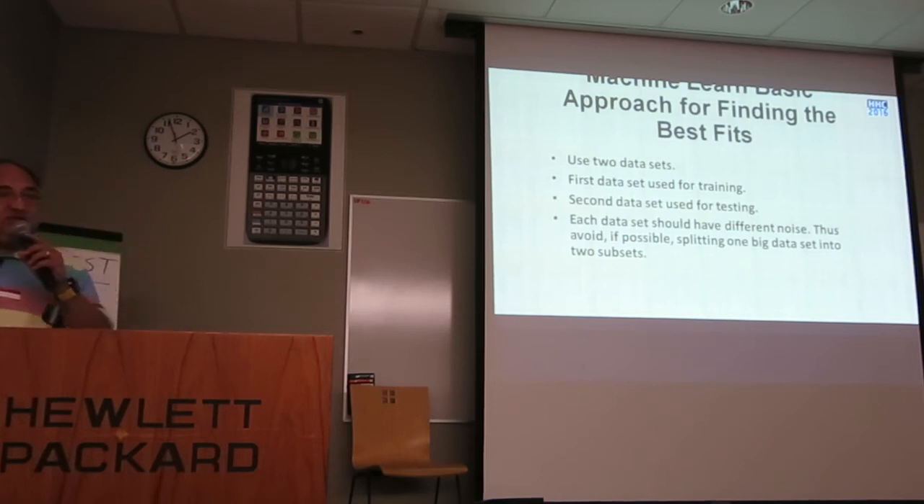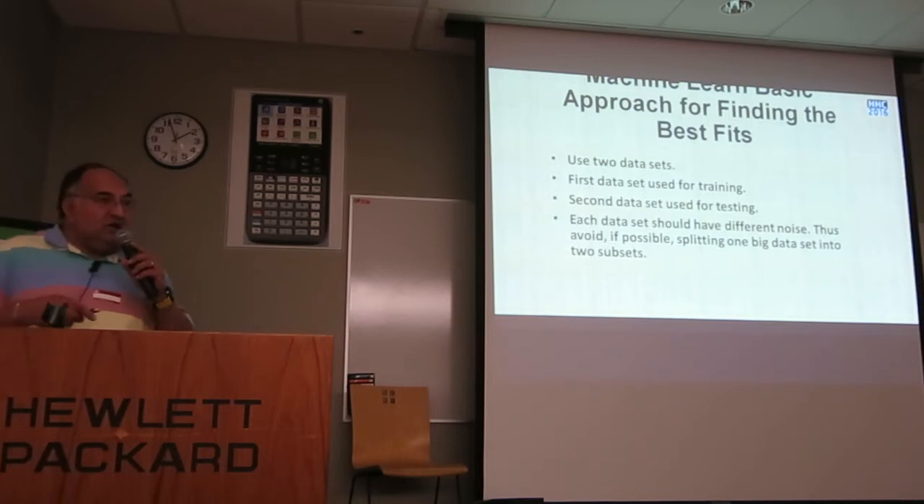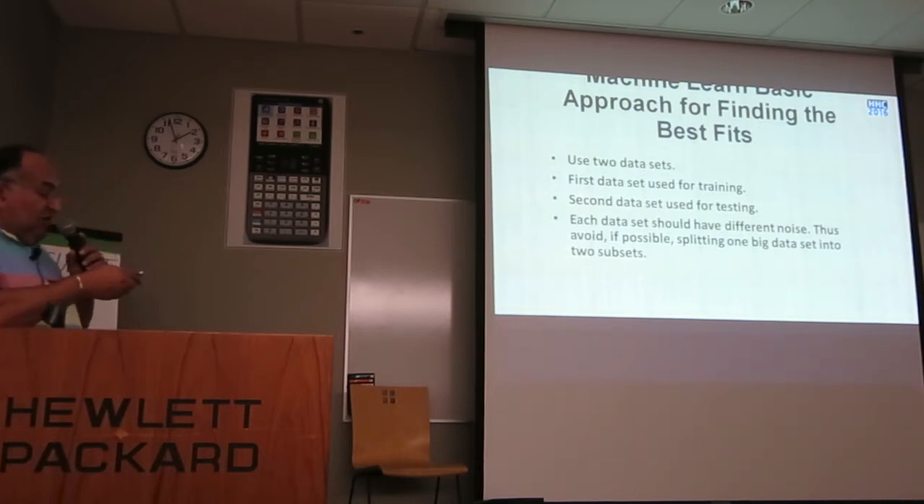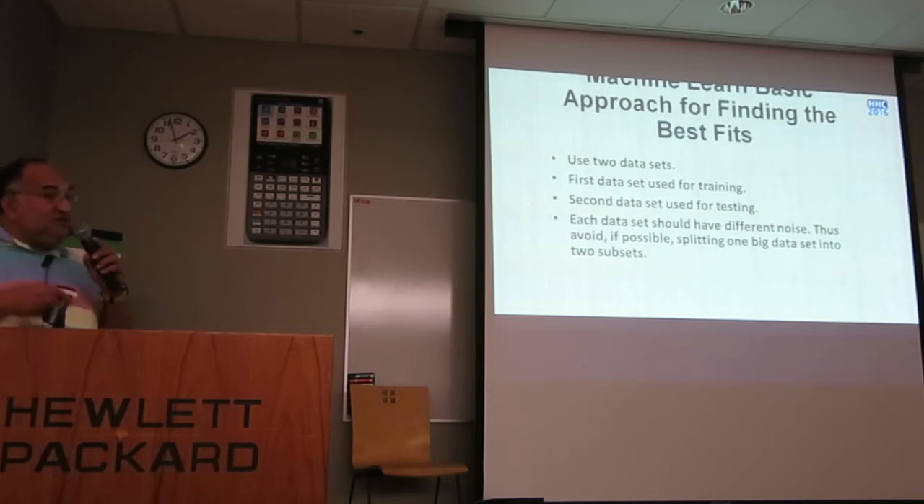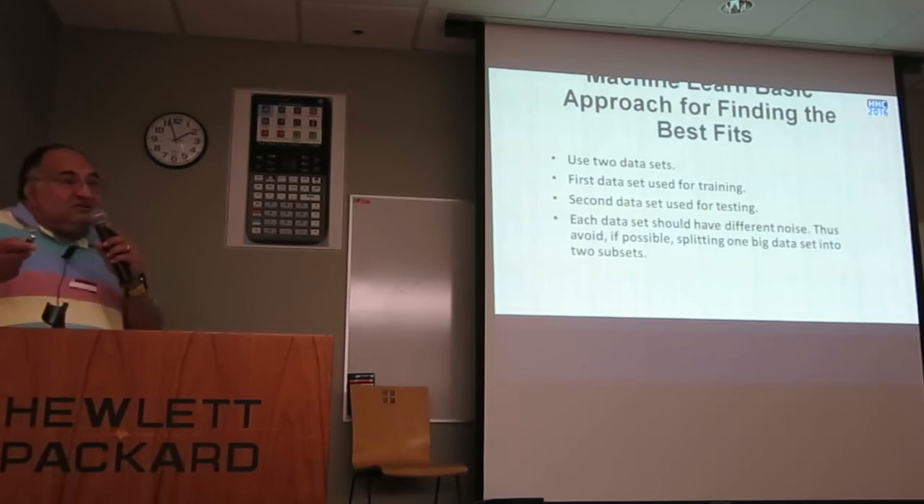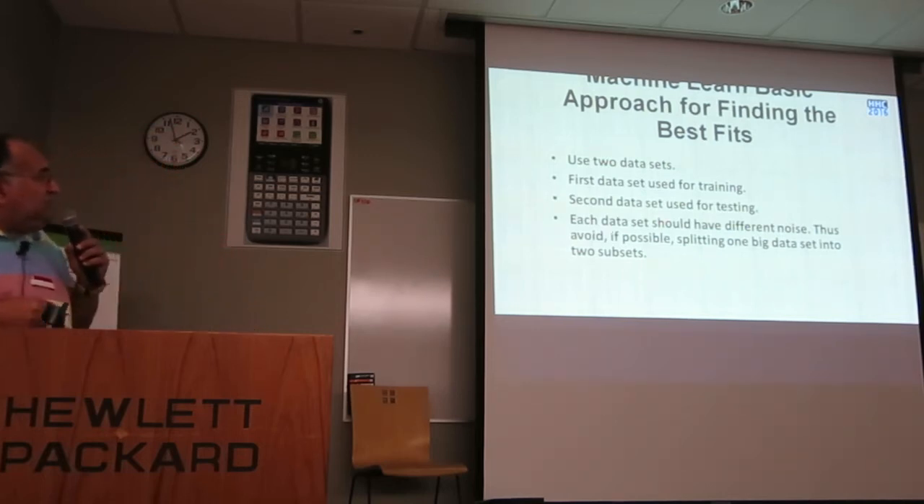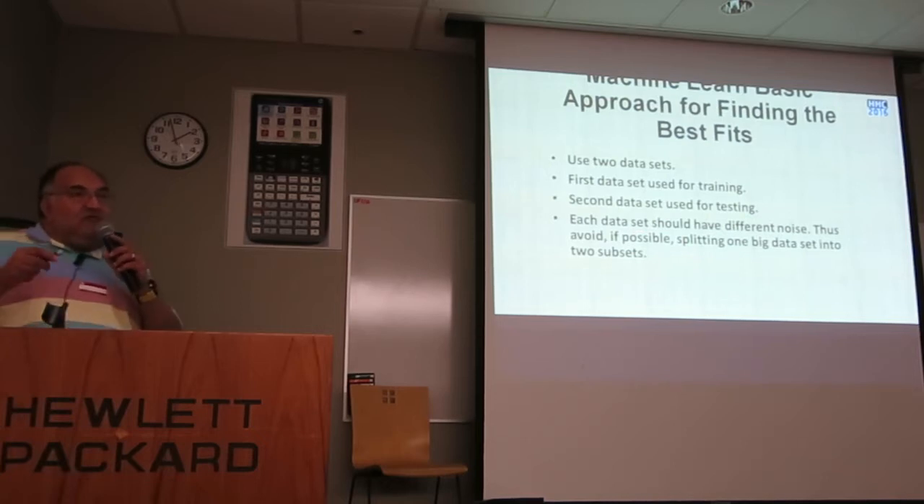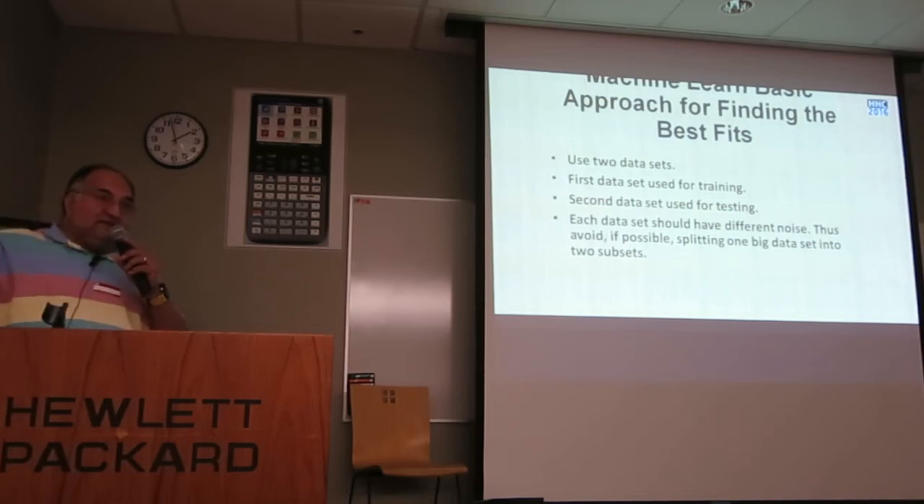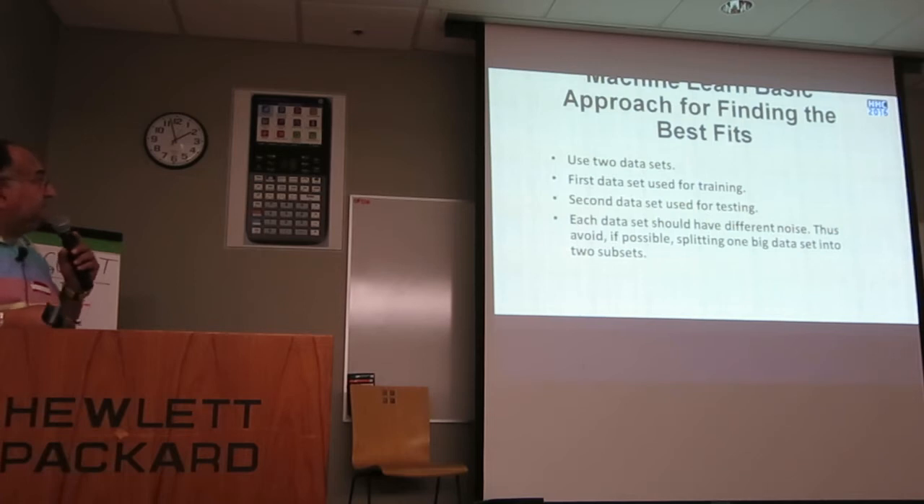To be more specific, this is part of supervised machine learning. And supervised machine learning uses two sets of data. The first set is used for training, for the calculations. And then the second set is used for testing. So we got these coefficients, how good are they? Each data set should have a different noise. If possible, avoid taking one big data set and breaking it in half. It's better if you have two data sets from slightly different sources.